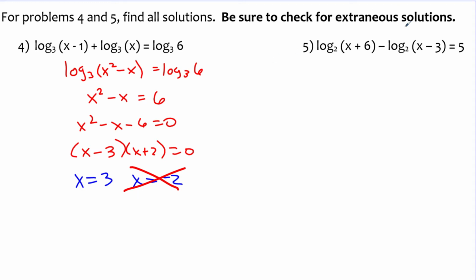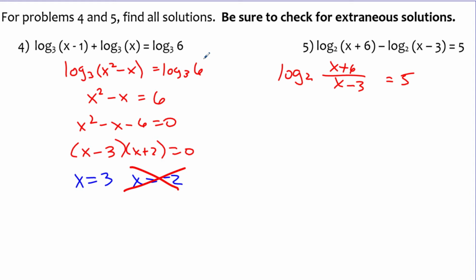Similar, I'm seeing 2 logs on the left, so let's fix that. Okay, so I'm going to say subtraction in between logs means divide, so I'm going to divide what's inside of those logs. The log base 2 of (x plus 6) over (x minus 3), okay, equals 5. Be careful here. If you take a look at problem number 4, there was a log on the right, and that's what let me just drop the logs off the problem. It has to be logs on both sides.